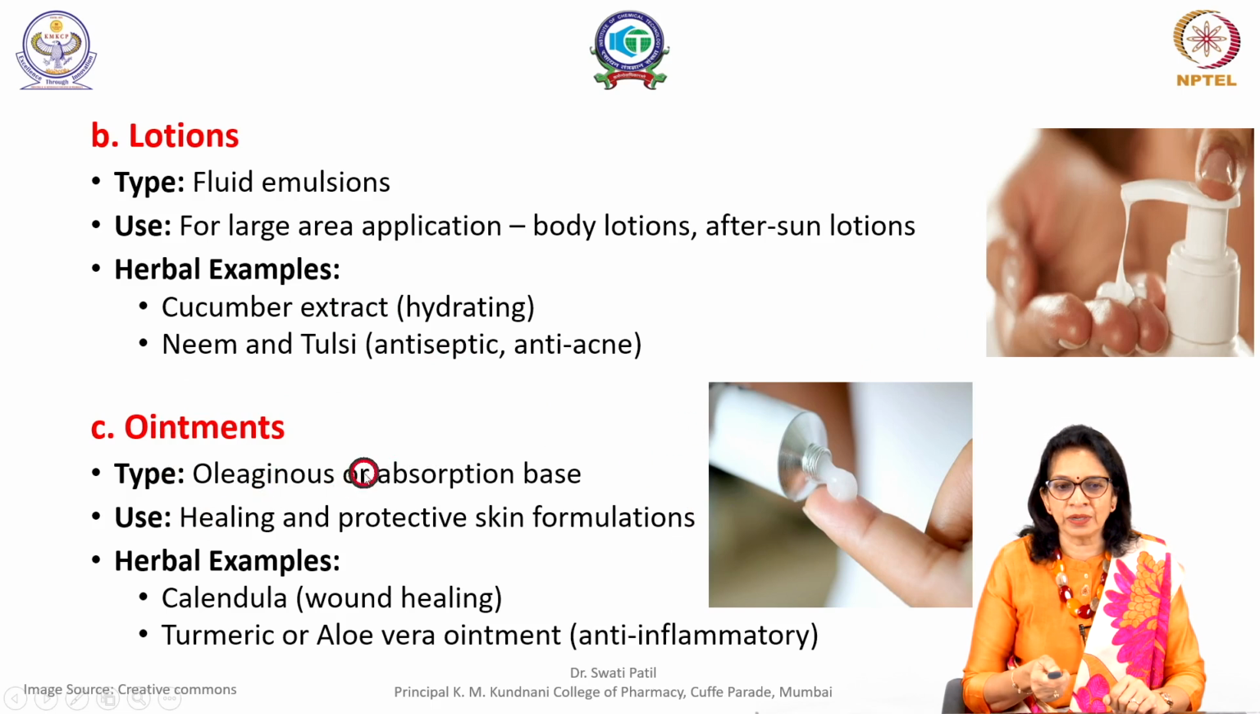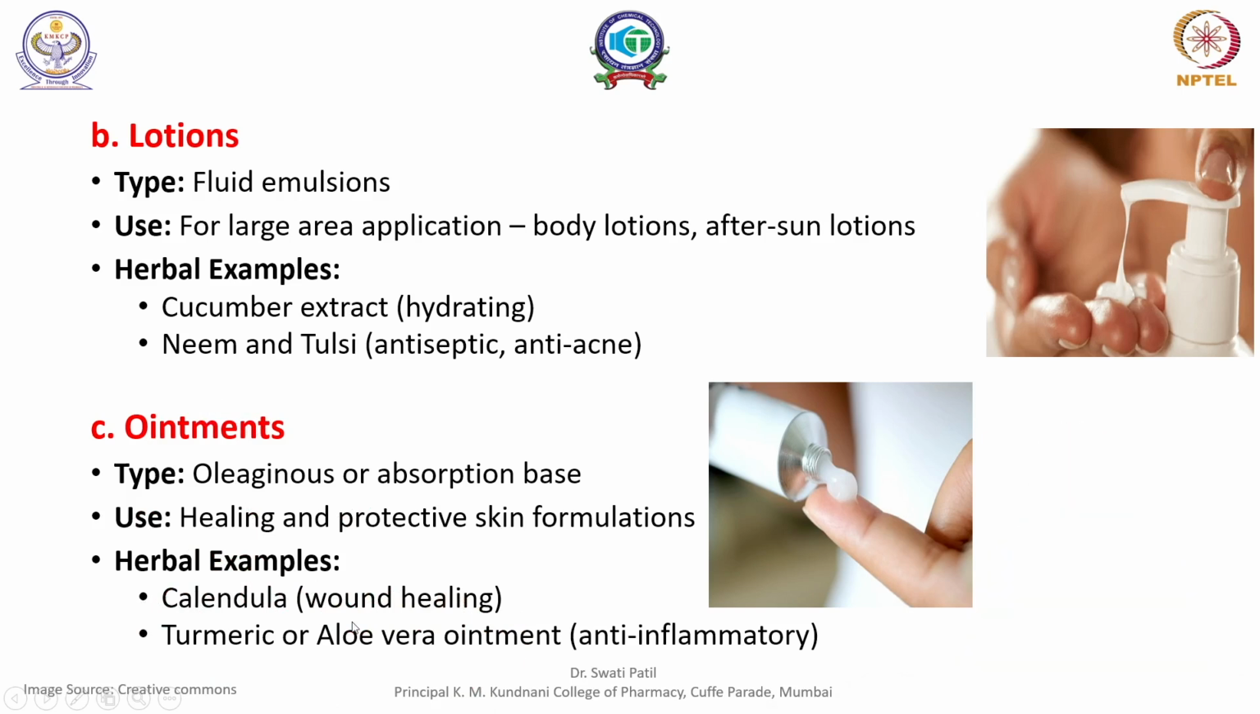They are oleaginous or absorption bases. They are used as healers and skin protectives. For example, calendula is an excellent healer, and whenever there are skin rashes or minute fissures on the skin, calendula herb extract can be used for wound healing and can be formulated as an ointment. Turmeric and aloe vera also act as anti-inflammatory agents.